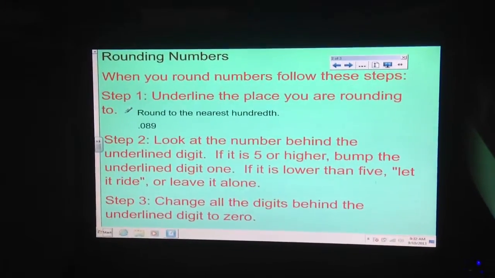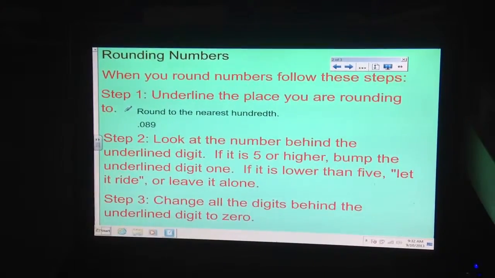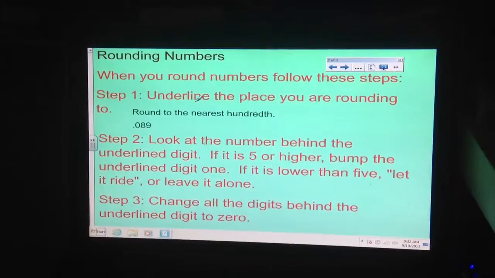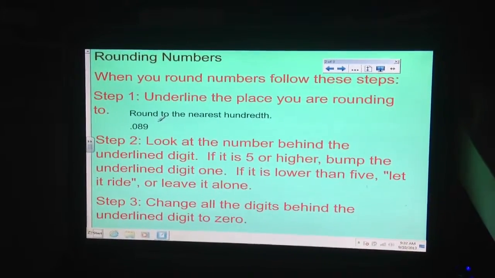Rounding numbers. Today we're going to round numbers. When you round numbers, follow these steps. The first step, you want to identify the place that you're rounding to. So in this case, it says round to the nearest hundredth.